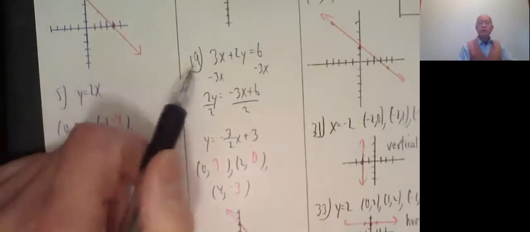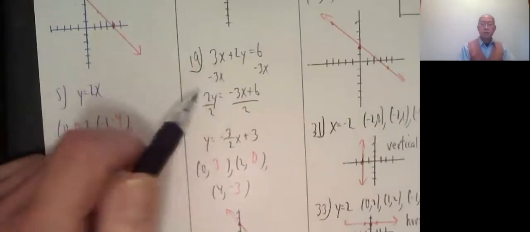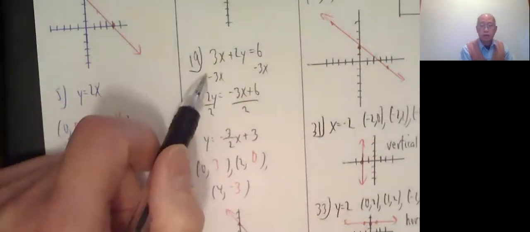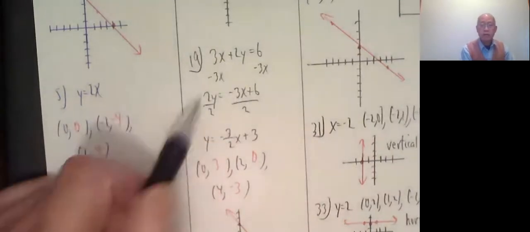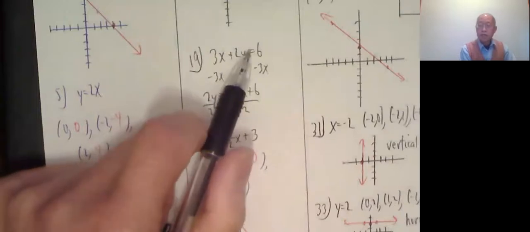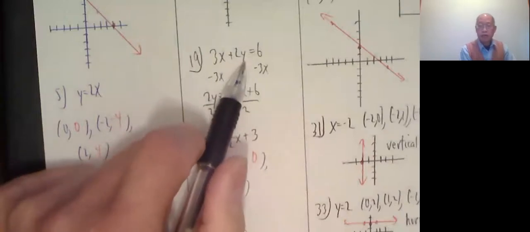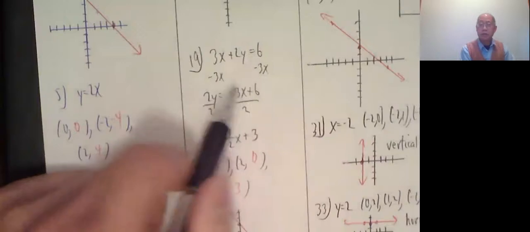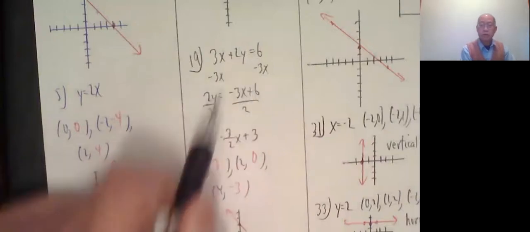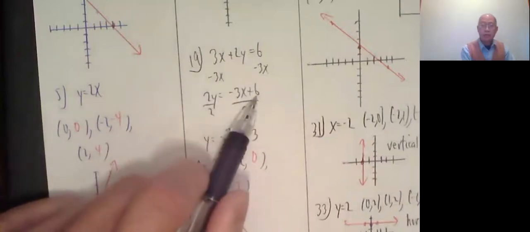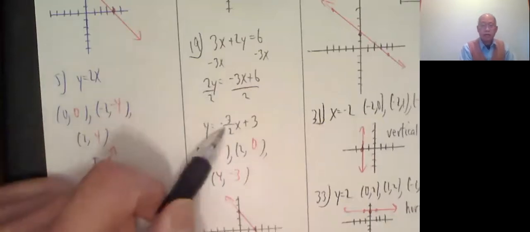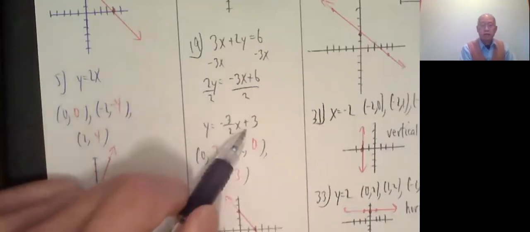Okay, now 19, 3x plus 2y equals 6. Okay, we want to solve for y first, isolate the y. So first I'll subtract 3x on both sides. 2y equals, you could say 6 minus 3x, but we prefer to say negative 3x plus 6. That's getting us set up for something called y equals mx plus b. So put the x first. Divide by 2, divide by 2. So y equals negative 3 over 2x, plus 6 divided by 2 is 3.